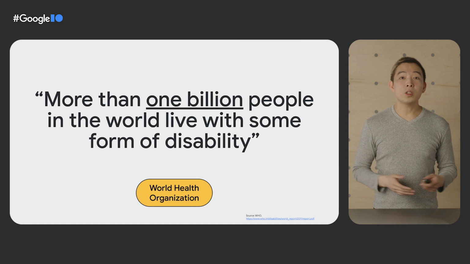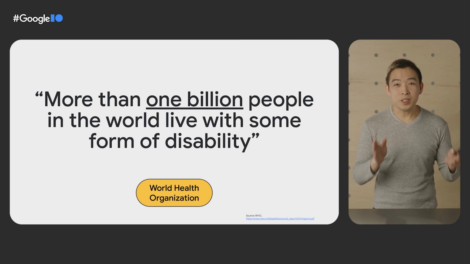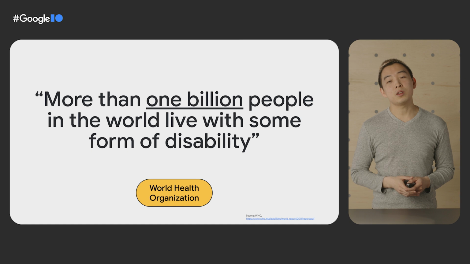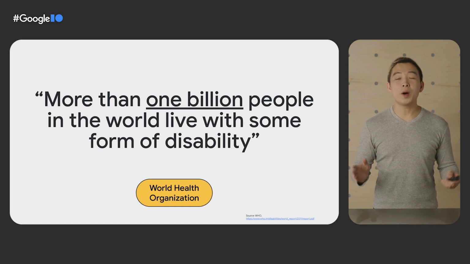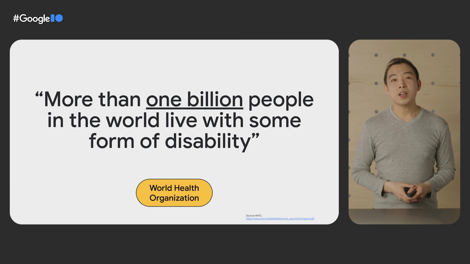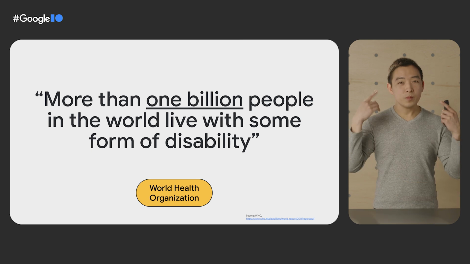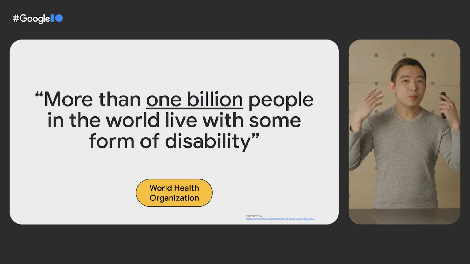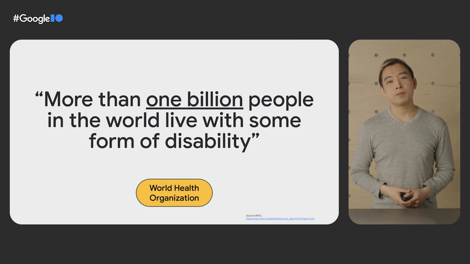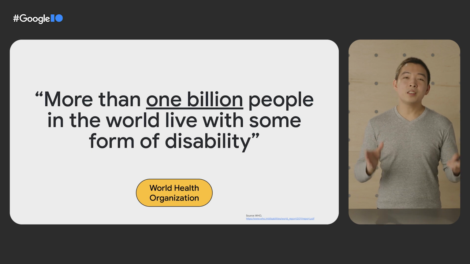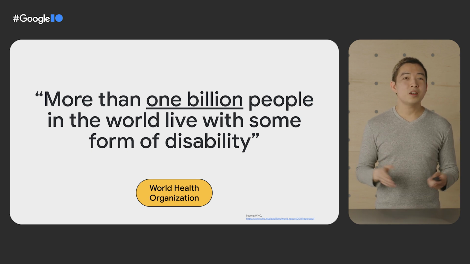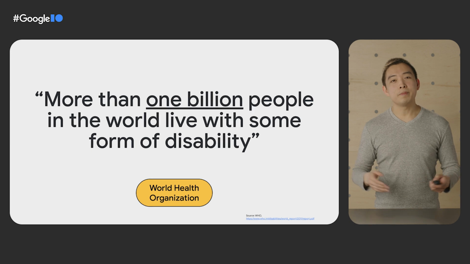So according to the World Health Organization, more than 1 billion people have some type of disability. That's not 1 in 1,000, that's 15% of the global population. And when I say disability, take a second. Think about what image comes to your mind. Now, I want to expand what your idea of a disability might be, because they aren't always visible or permanent.